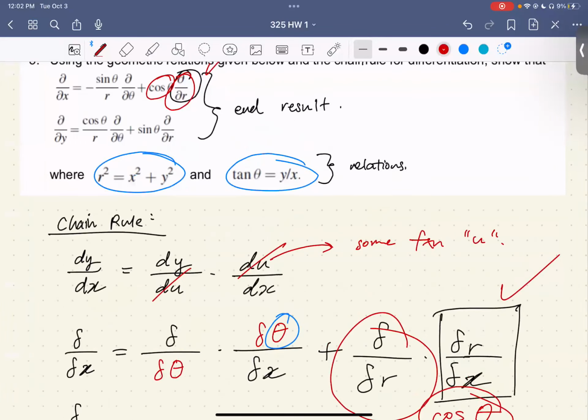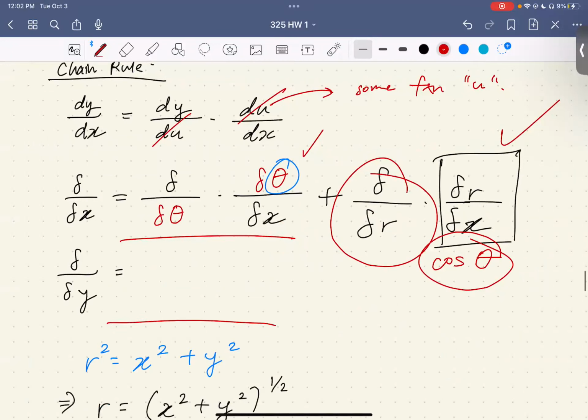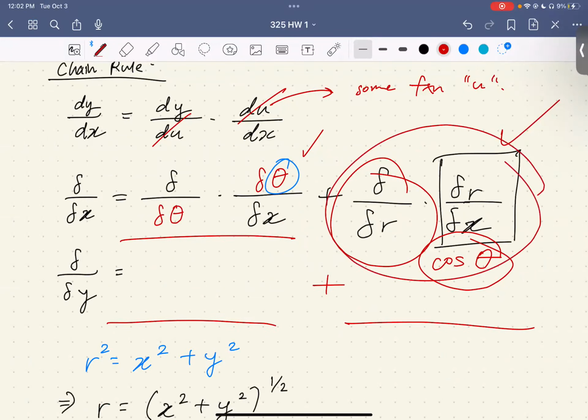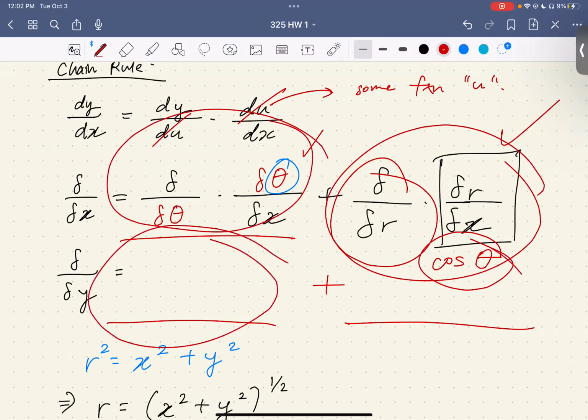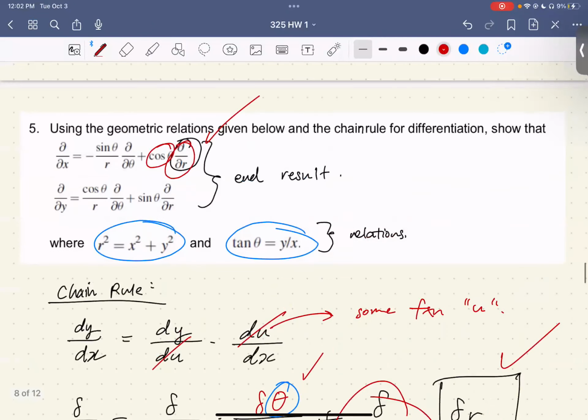That means we have to do the same thing for this left hand side as well as our y terms. So you should be doing this 4 times: 1, 2, 3, 4. That's how you show that actual derivation and get to this result.